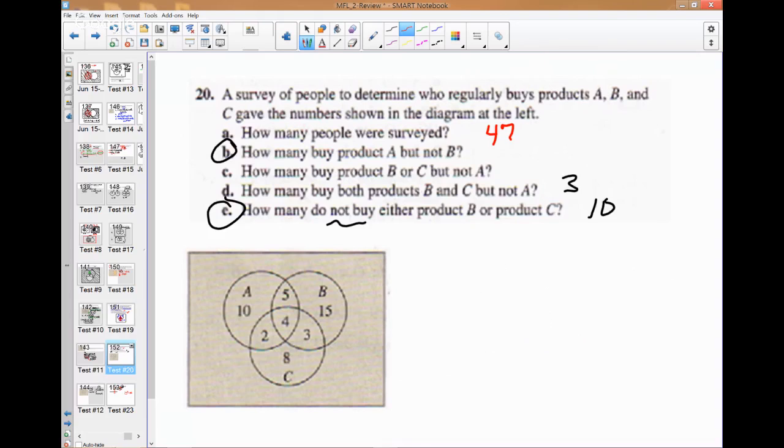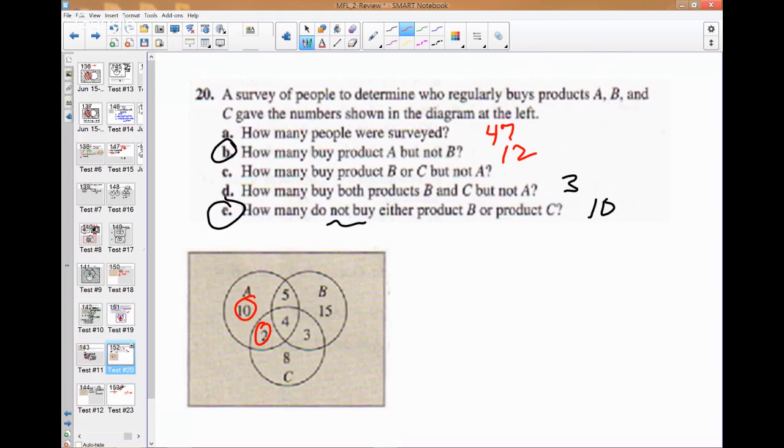How many people buy product A but not B? I'll let you guys answer that. How many people buy product A but not B? 12. That's correct. These 2 guys, right? But you can't count the 5 and the 4, so you were right. I think that was Russ. Yeah, you were right. How about C? How many buy product B or C?